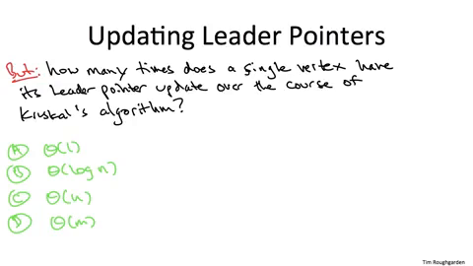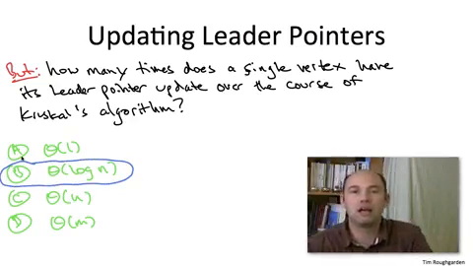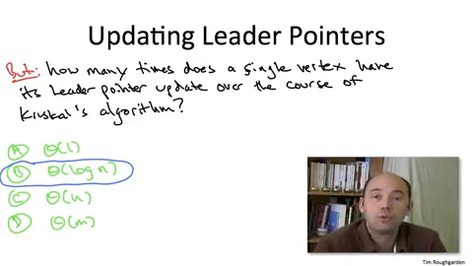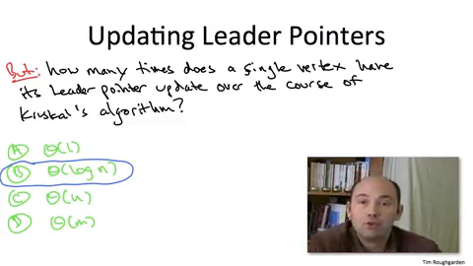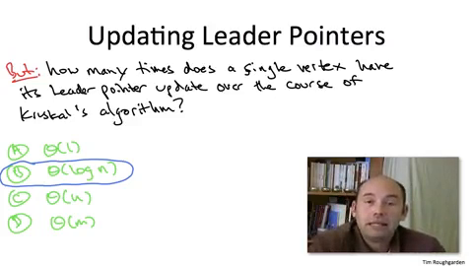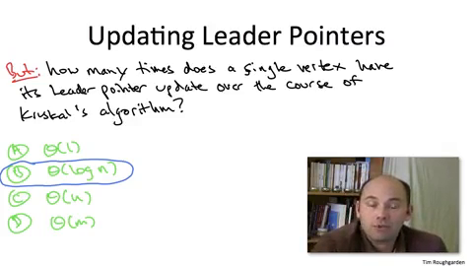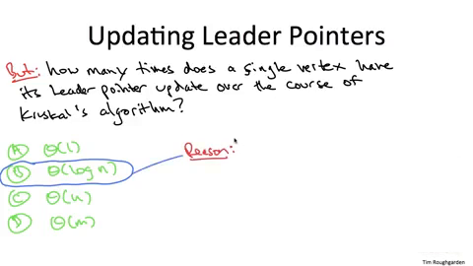Well, here's the very cool answer. The answer is the second one. So while it remains true that if you always have the union of two groups inherit the leader pointer of the larger one, a given fusion might still trigger a linear number of leader pointer updates, each vertex will only see its leader pointer updated a logarithmic number of times over the course of Kruskal's algorithm. What is the reason for this?